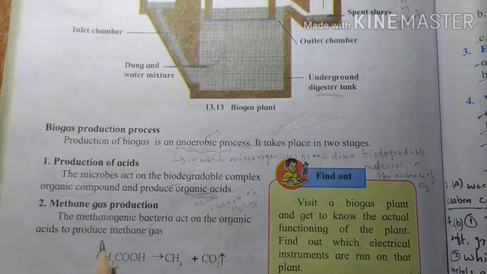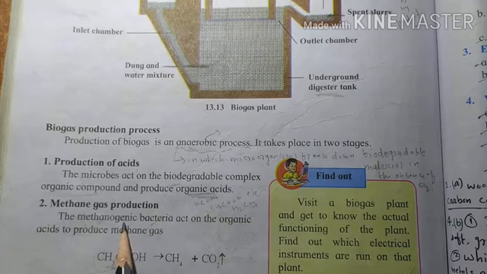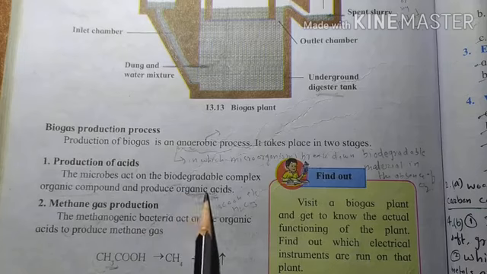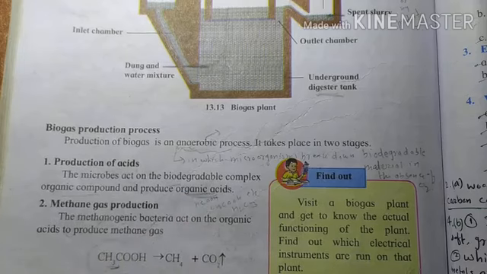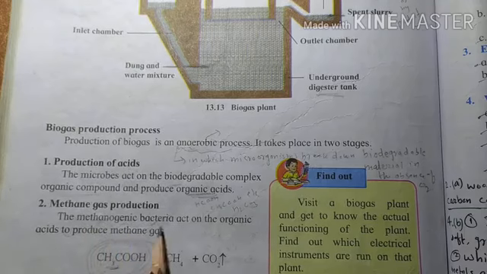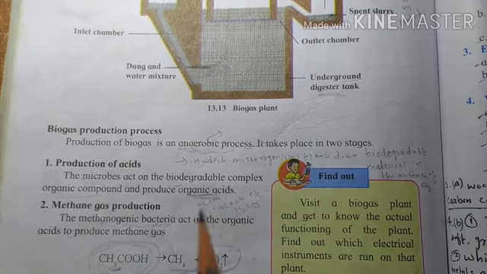The second stage is methane gas production. The methanogenic bacteria, meaning those bacteria which produce methane, act on the organic acid. This methanogenic bacteria acts on this organic acid and produces methane. So this is the organic acid, and on this organic acid the methanogenic bacteria act, and it finally forms methane plus carbon dioxide. So this is the final product.